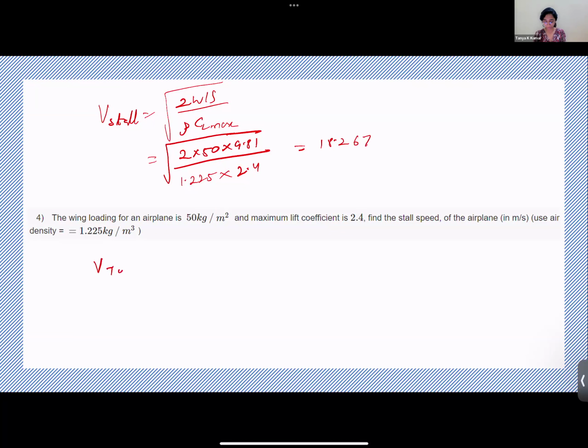Okay, what if it had asked you to find the takeoff velocity? What is V takeoff for the same case? Yes, this is 18.267 meters per second. What about V takeoff? If they had asked you to find out V takeoff, how would you find it? It's 1.1 to 1.2 V stall, yeah. So you can just multiply that and find out.